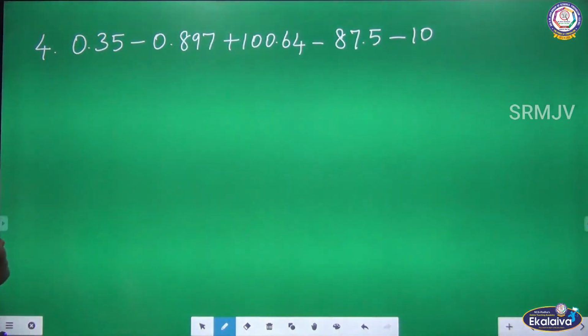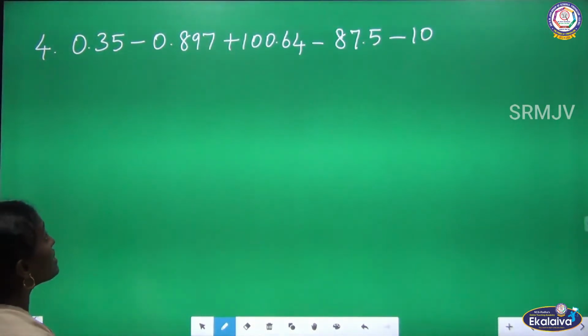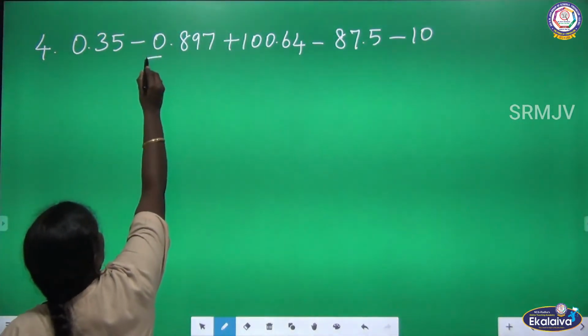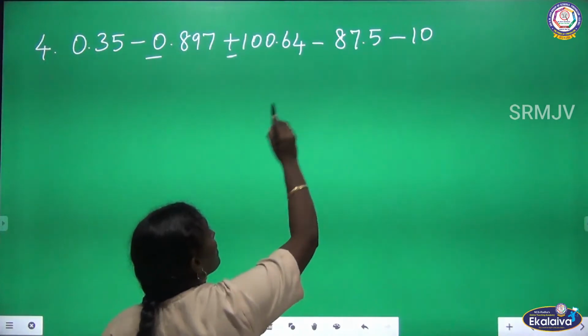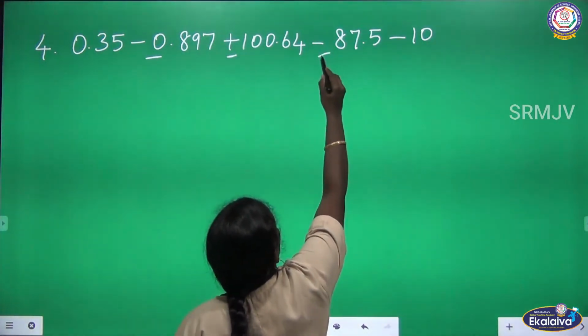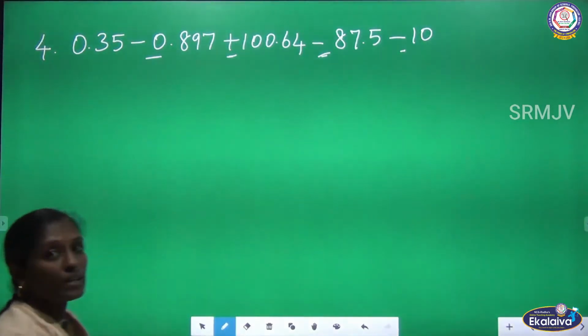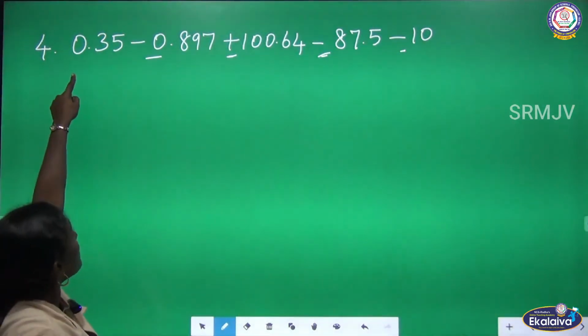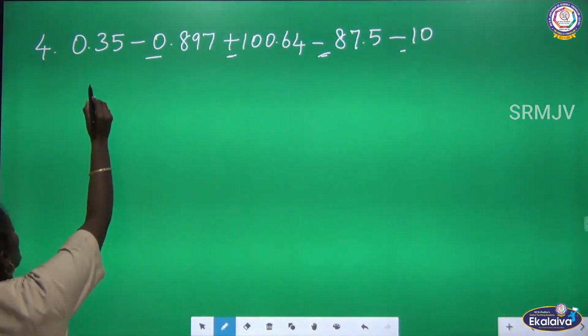The next question, 0.35 minus 0.897. Here this number is having minus symbol. Here 100.67 having plus symbol. Here 87.5 has minus symbol. 10 minus symbol. So in step 1 we have to add the first number and the number which has plus symbol. Okay.